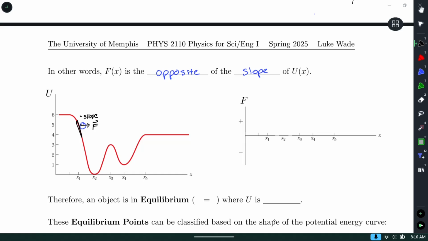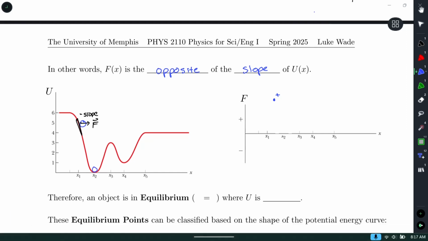But yeah, if we have a negative slope, that's a positive force. And so that's what's going on between x1 and x2: we've got a positive force value. So I'll plot a little positive point there. The easiest points to talk about, though, are where the slope is 0. In that case, how much force is acting? If I've got a ball right here, how much force is acting on it? Nothing's acting on it. It won't be pulled in any direction. So where the slope is 0, the force is 0.